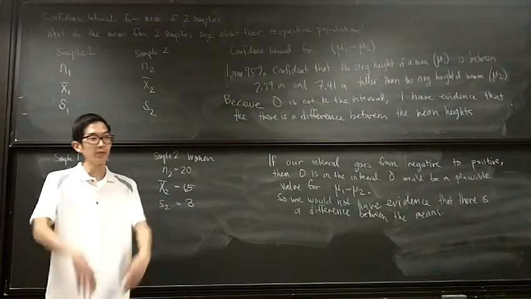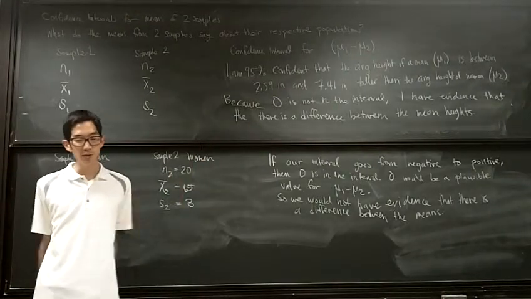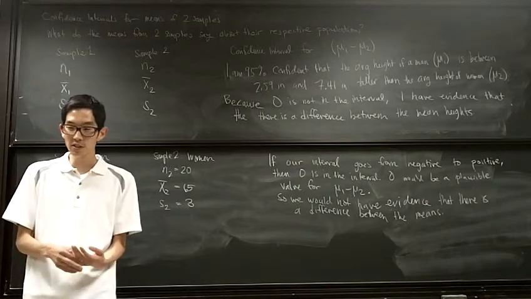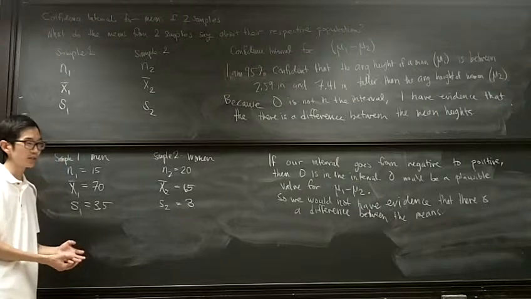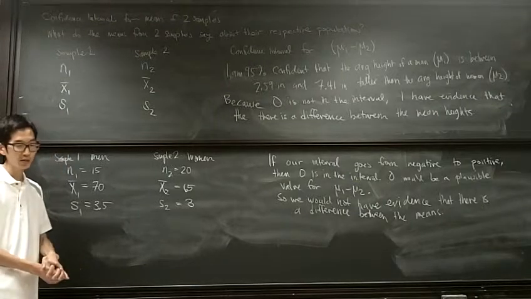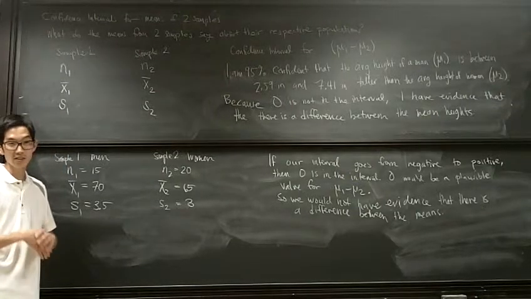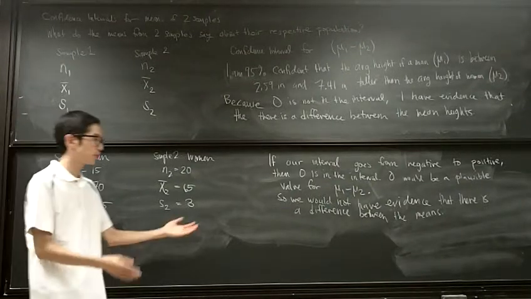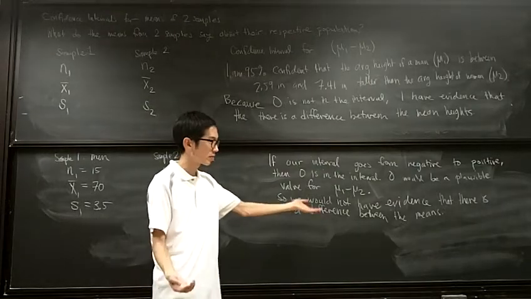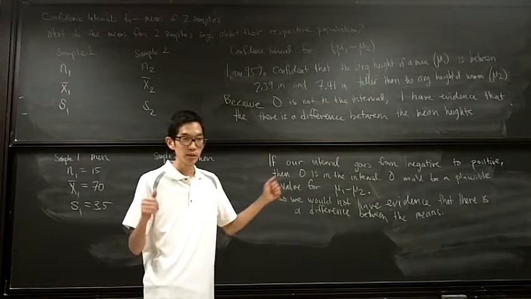Okay? Maybe if you had tons and tons of people, you might find an overall difference, but probably with a sample size of 20 people and 15 people, it won't be evidence that there's a difference between the averages. Okay, and it would probably go from negative something to positive something. Is that good? All right.